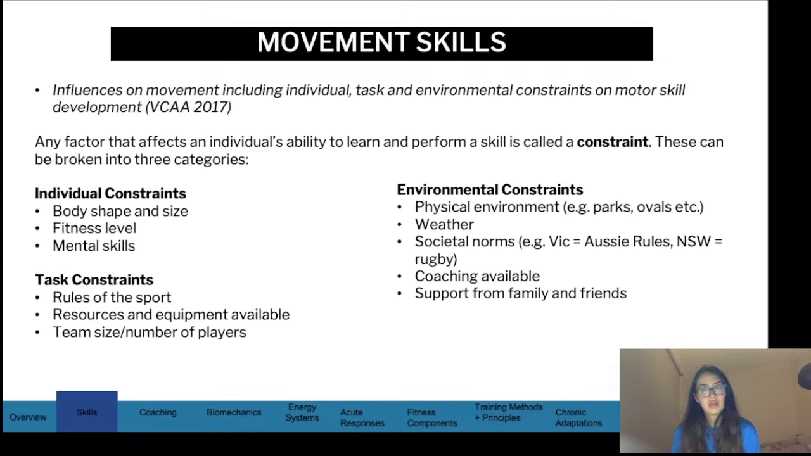And then we've got things such as environmental constraints, and these include things which you can't really control, like they're definitely out of your control. So things such as the physical environment, such as parks, ovals, etc. So it's like saying, I can't just change that there's no football pitch in my street. You can't just change that really instantly. So it's going to be an environmental constraint.